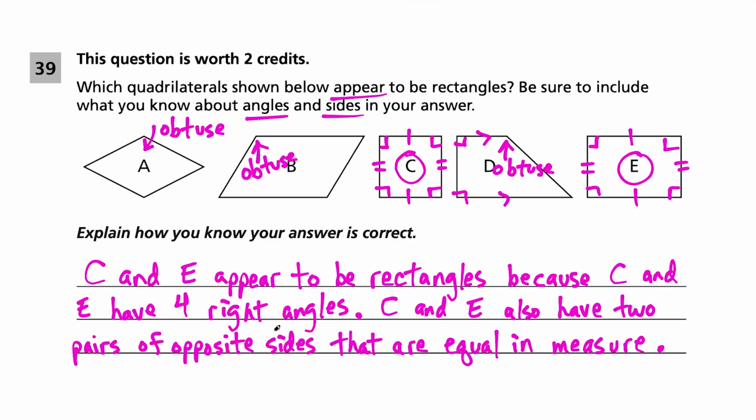Now, one thing to point out, technically the first sentence would be enough to establish that we have 2 rectangles. Once you know that you have a quadrilateral with 4 right angles, that automatically makes it a rectangle, but they did say to mention something about the sides. So I just mentioned here that we have two pairs of opposite sides that are equal in measure.